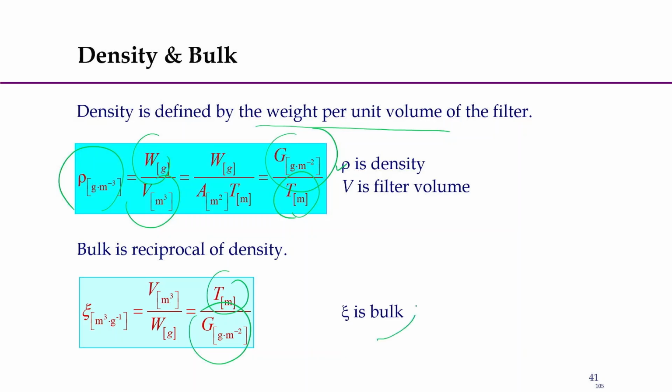Bulk is important to get the filtration efficiency, and along with it, it will give the indication of the pressure drop also.